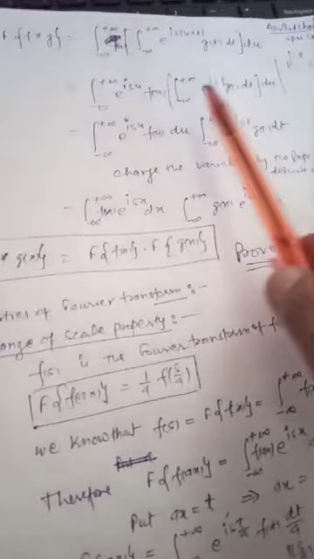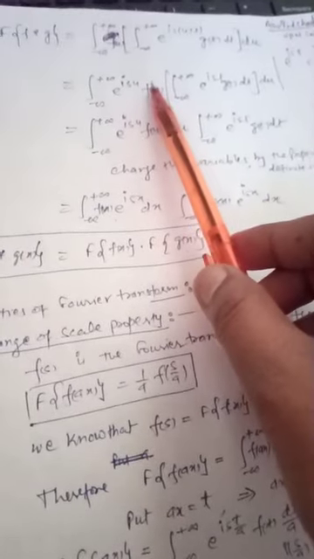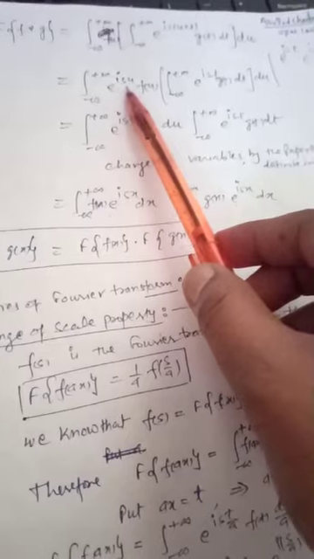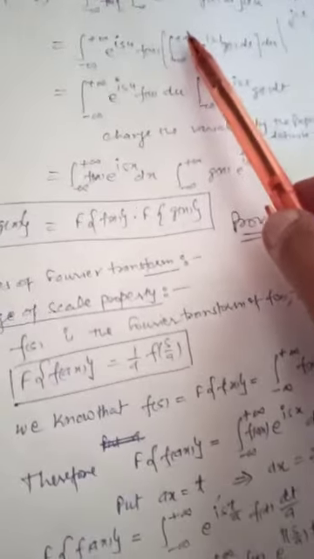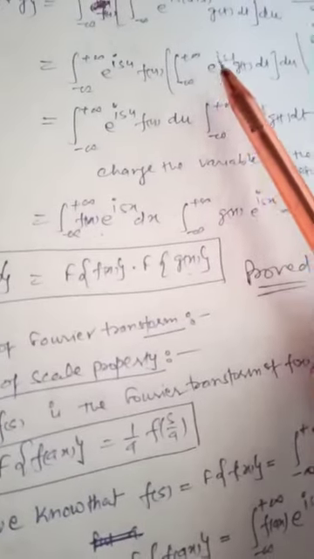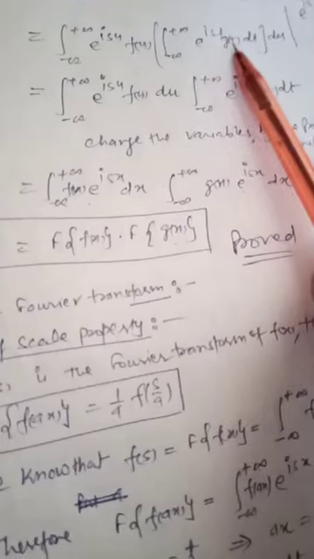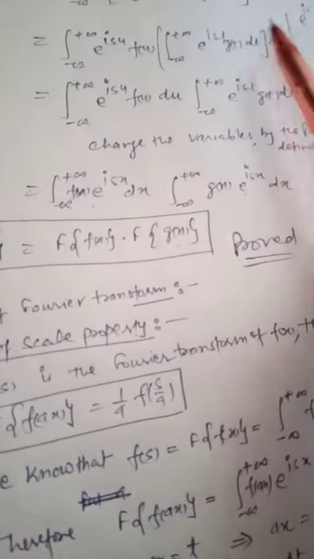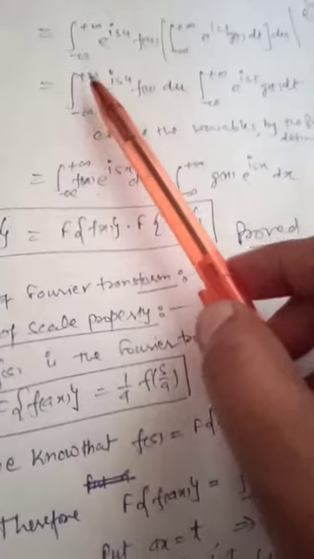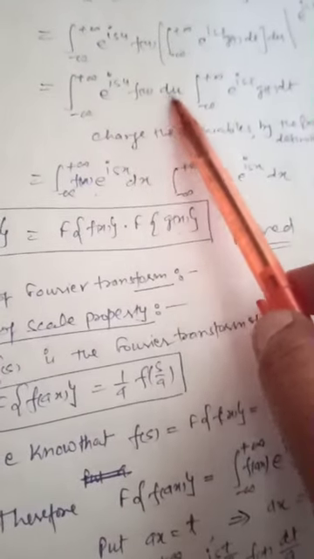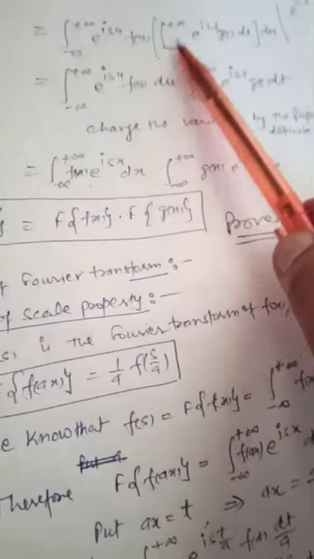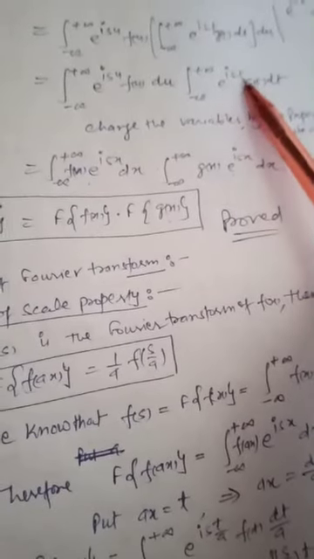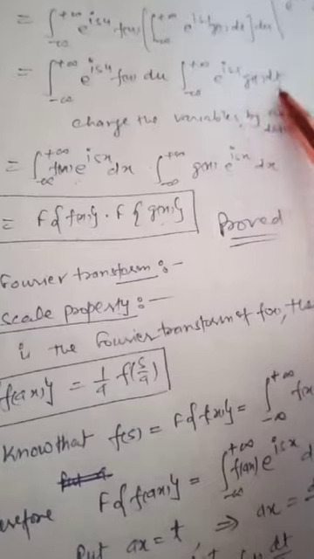So from here you can take out exponential iota s u f of u, then bracket of minus infinity to plus infinity, exponential iota s t g of t dt, bracket of du, minus infinity to plus infinity, exponential iota s u f of u du. This is the same, the integral of this is this, and minus infinity to plus infinity e raised to power iota s t g of t dt.